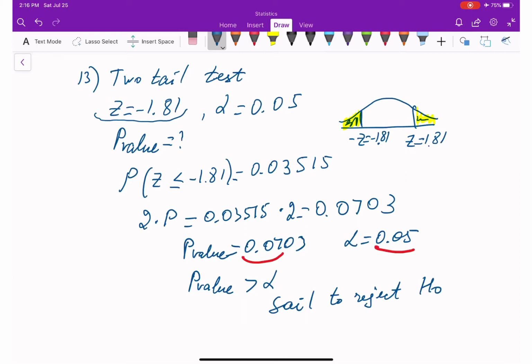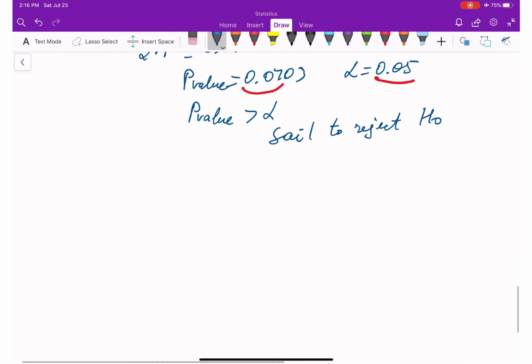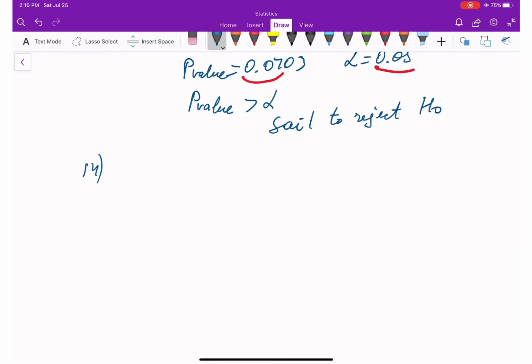Question number 14. Find the p-value for the indicated hypothesis test with the given standardized test statistic. Decide whether we reject the null hypothesis at the given level of significance alpha. So we have two tails.